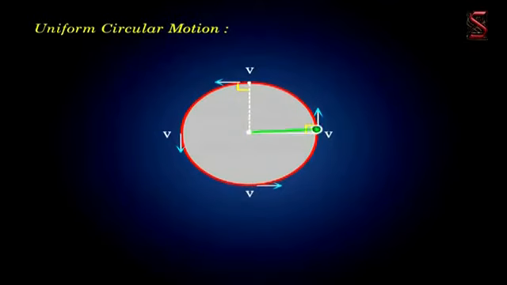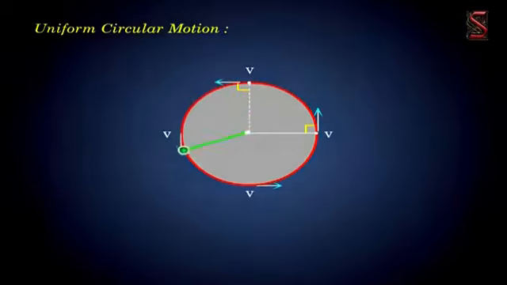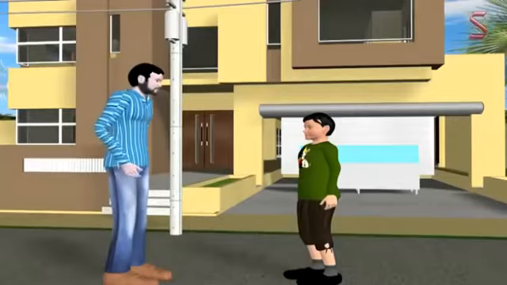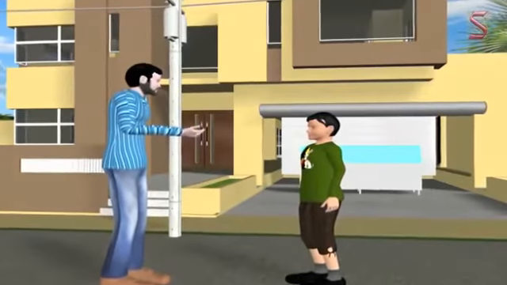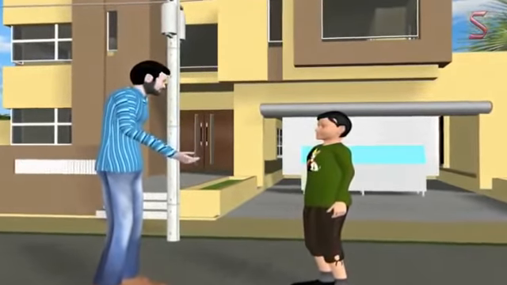In uniform circular motion, speed of the object is always constant and direction is changing. Thus, velocity of the object is changing and as a result, object has acceleration. We come across many illustrations of uniform circular motion in our daily life.